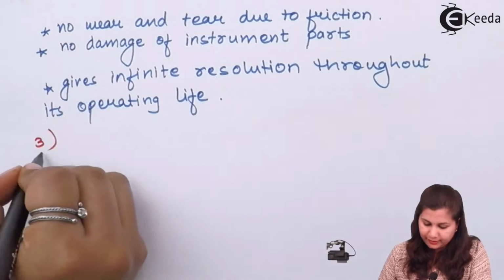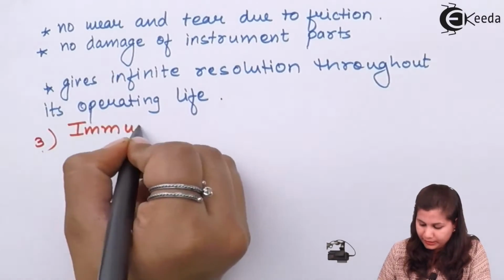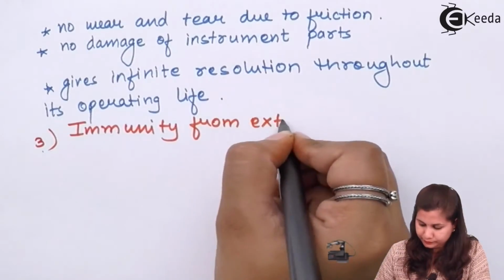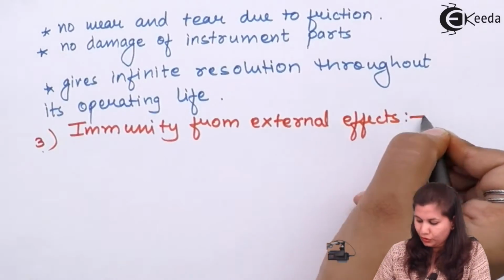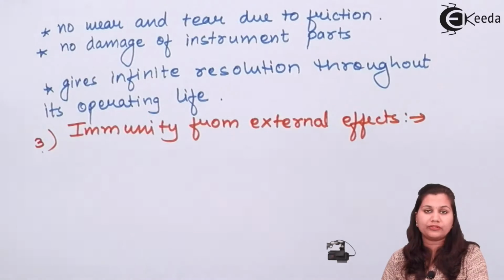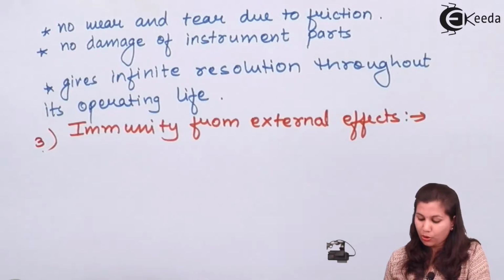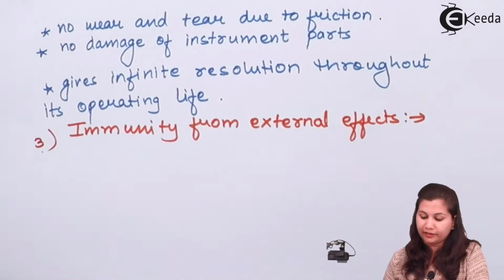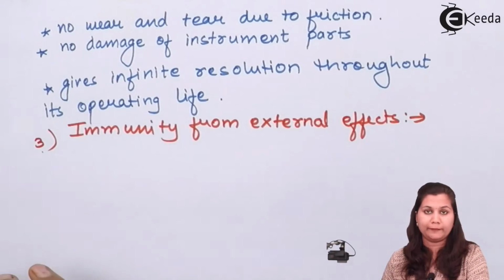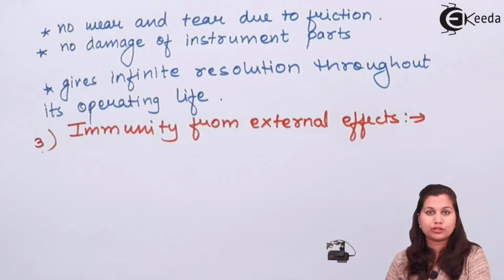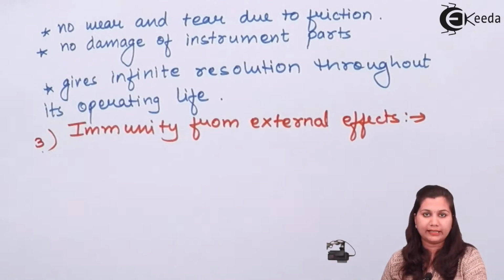Next advantage is immunity from external effects. As the core and the coils of the LVDT are separated from each other, any environmental factors like corrosion, shock, or corrosive fluids which can damage the parts will have reduced effects. Environmental conditions like pressure and temperature cannot affect it, and any shocks or vibrations will have less effect on the parts of the LVDT.